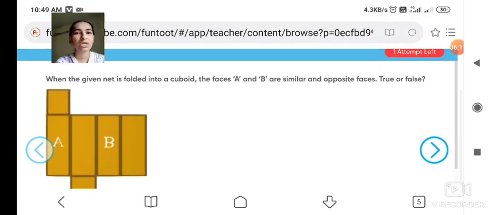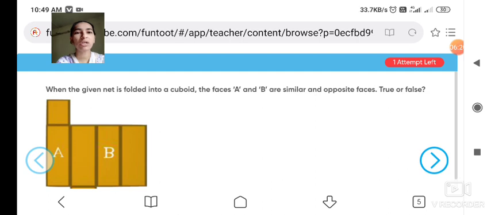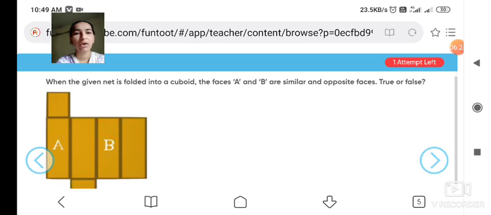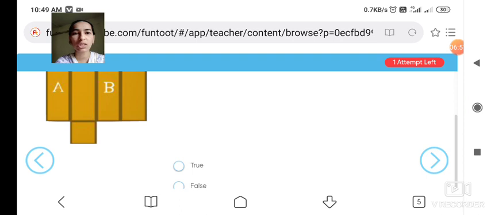Now let's take one more example. When the given net is folded into a cuboid. Now this is a net. When we fold it to form a cuboid, in that the faces are rectangular. Now you can see the faces A and B on the net. We have to check whether they are similar, in the sense that the rectangles are similar, and whether they are opposite or not. If they are opposite, our answer is true. Write there true.